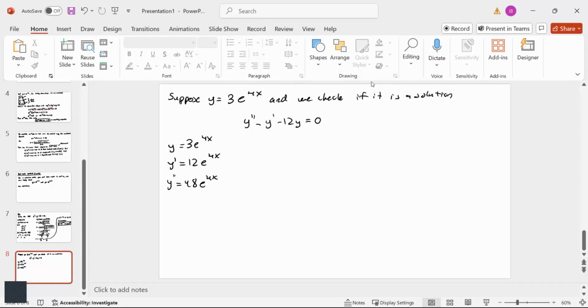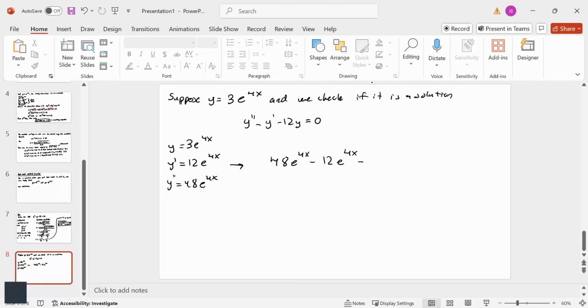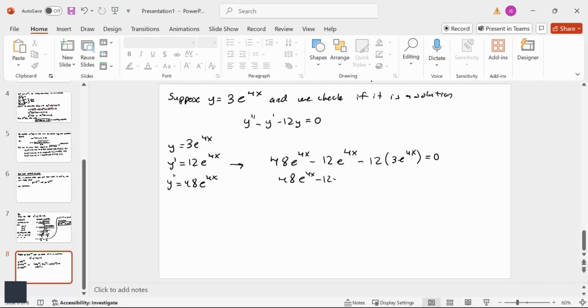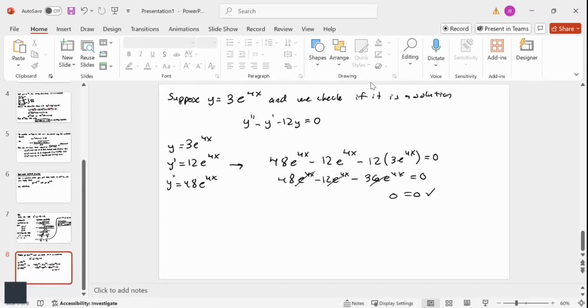And you think to yourself, okay, actually, let me just do it here. I get 48 e to the 4x minus 12 e to the 4x minus 12 times 3 e to the 4x equal to 0. And you get 48 e to the 4x minus 12 e to the 4x minus 36 e to the 4x equals 0. Well, these just all cancel each other out. You get 0 equals 0. So, what do I accomplish in this idea?